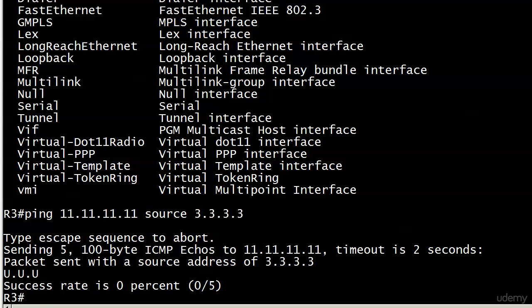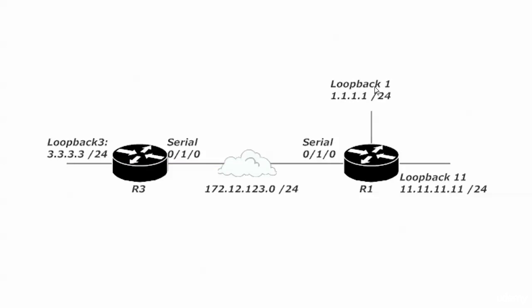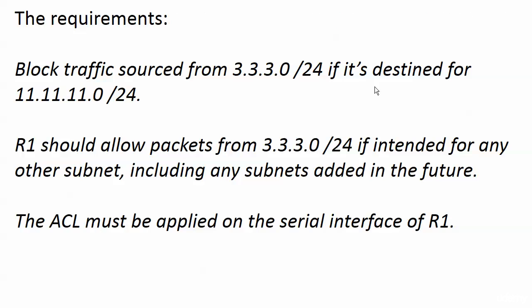Let's go back to our requirements because you're always going back to the requirements in this business. Before you go to the client, you want to make sure you're meeting all the requirements. We're definitely putting the ACL on the serial interface of router 1. And we just block traffic sourced from network 3 if it's destined for network 11.